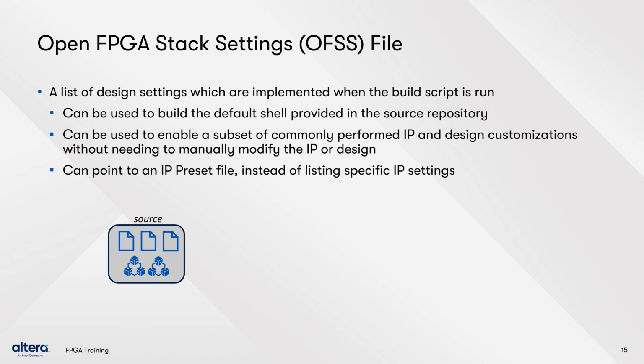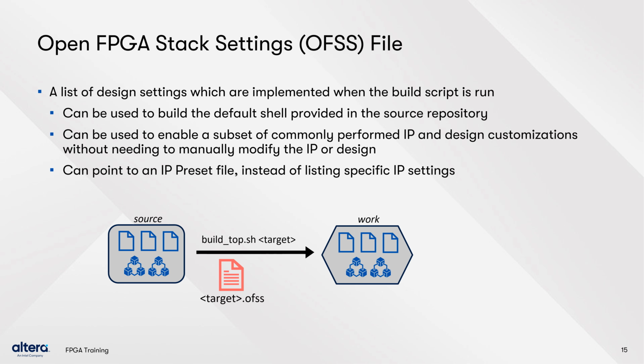After you clone the OFS shell repository, you can run the build script while specifying a board target. The build script creates a work directory based on the source files, and then uses the default top-level OFS settings file to configure the design files and IP as defined in the top-level settings file. The default top-level settings file has the same name as the target board and includes all of the necessary settings to fully configure the design for the target board. The script then compiles this design into output binaries.